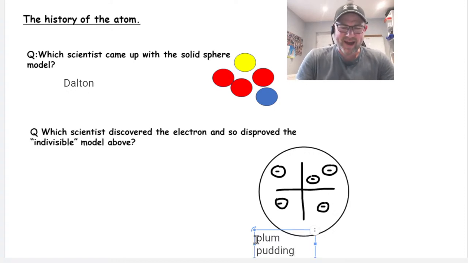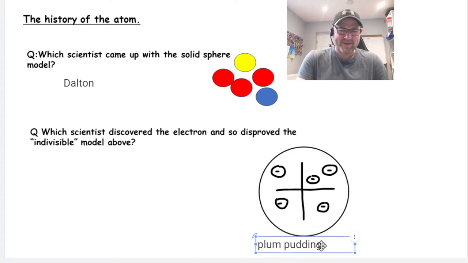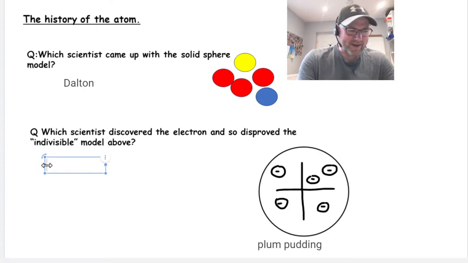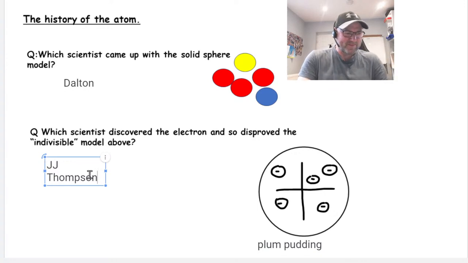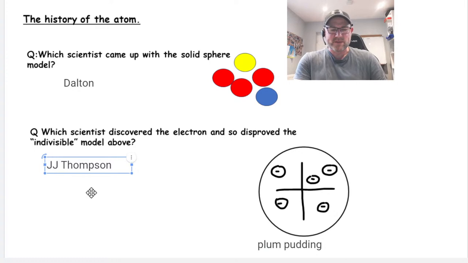James Chadwick came later. He discovered the neutron later on. This is actually the dude who came up with the plum pudding, JJ Thompson. Yeah, that's right, Thomas something. It's Thompson, JJ Thompson. There's supposed to be some dots and stuff.